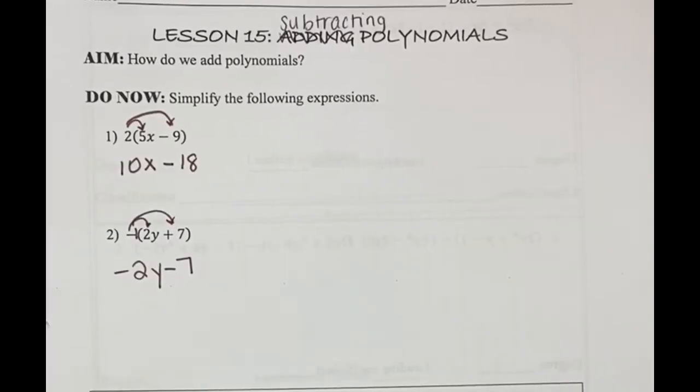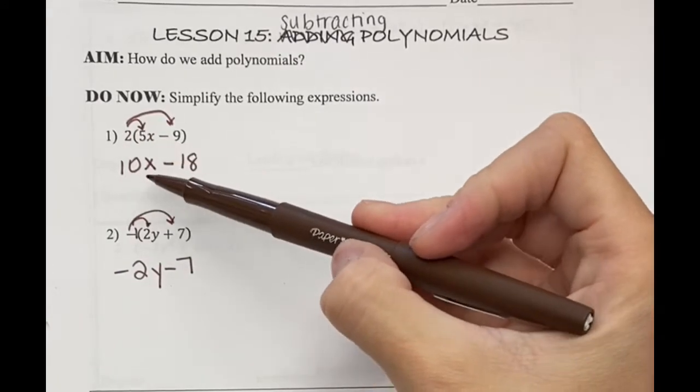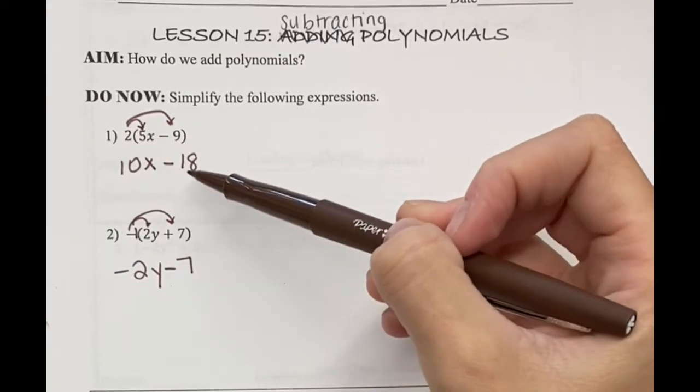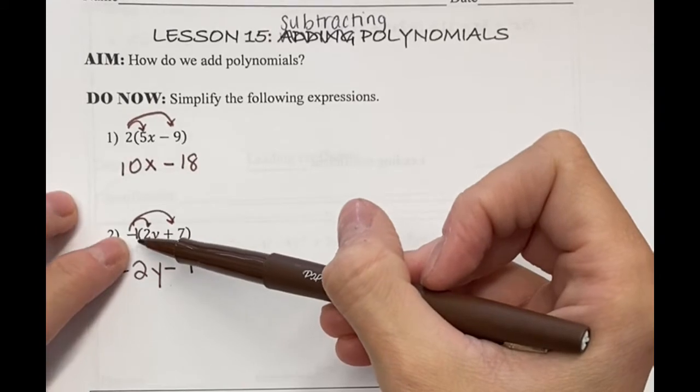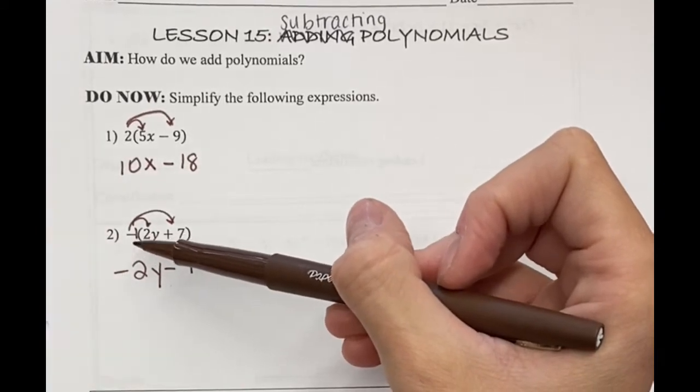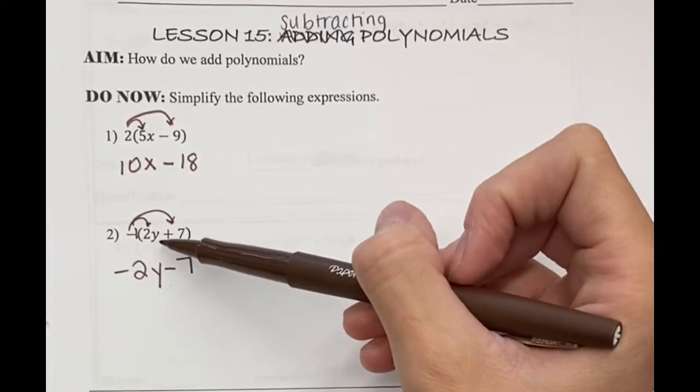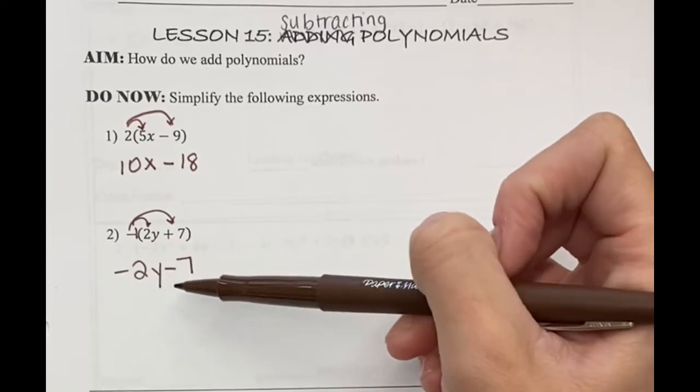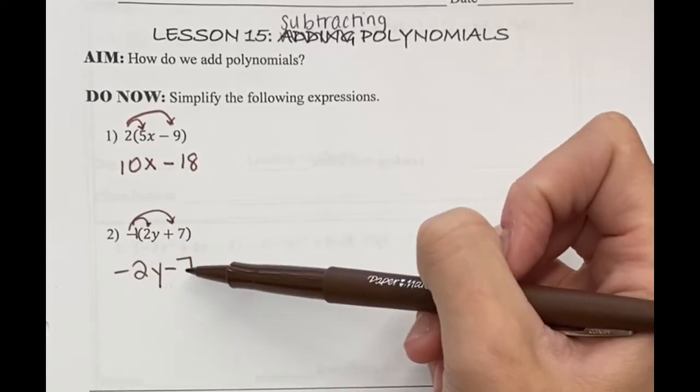So in the do now, we needed to distribute. So when I distribute my 2 in question number 1, 2 times 5x gives me 10x. 2 times a negative 9 gives me negative 18. For number 2, there was a negative. Remember, that's an invisible negative 1 that needs to be distributed. So I distribute my negative 1 to the 2y, and I get negative 2y. Negative 1 to 7 gives me a negative 7.